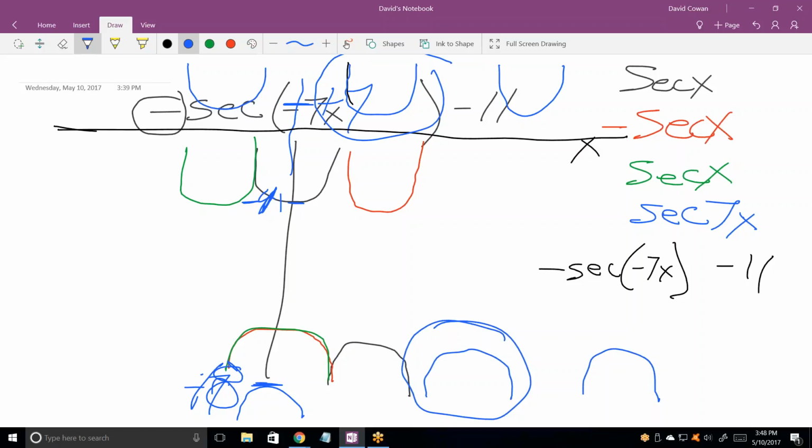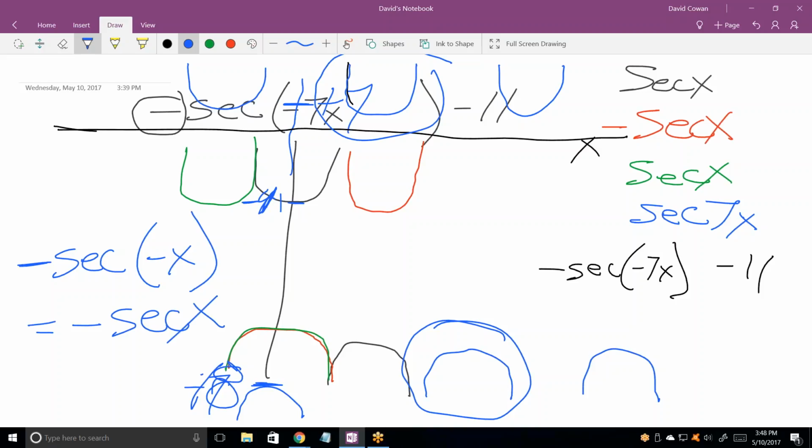Now, let's talk about one last thing that we didn't talk about. When I have this, first of all, the secant of minus x, since secant is the reciprocal of cosine, is the same as the secant of x. So minus the secant of minus x is the same as minus secant of x, and that gave us this curve.